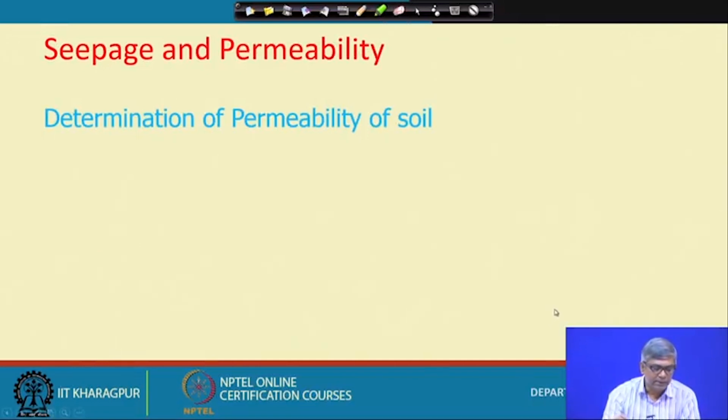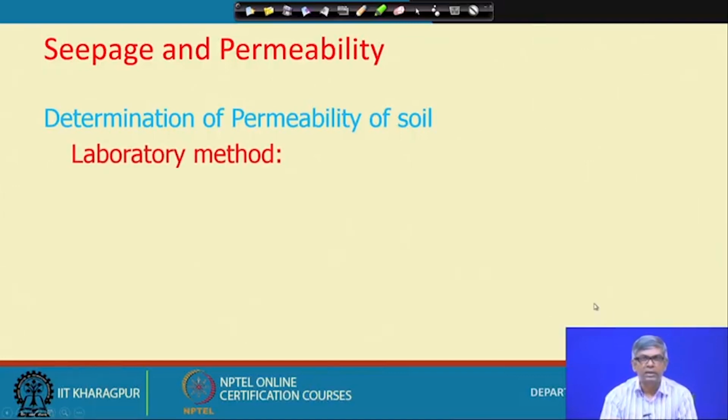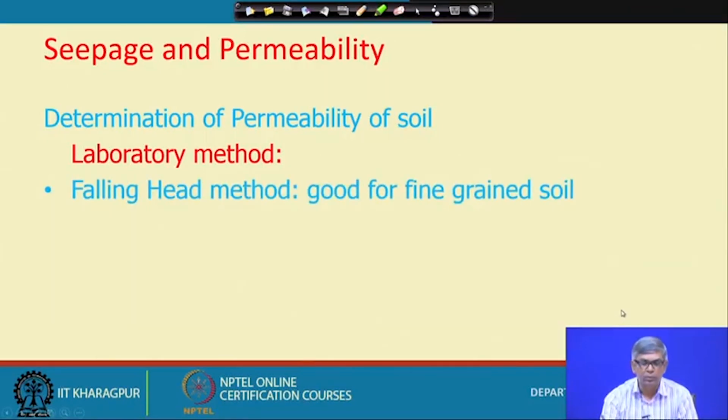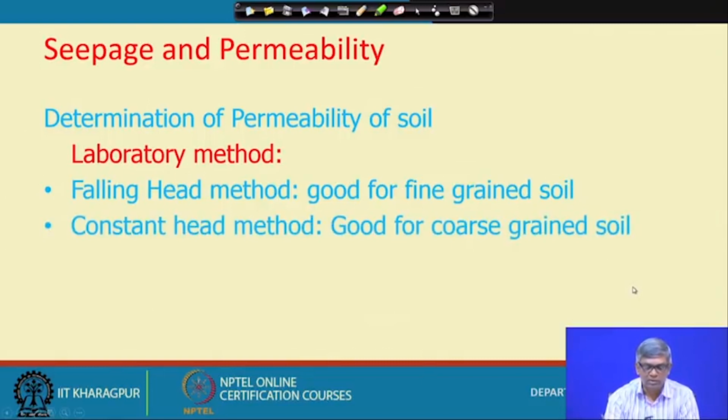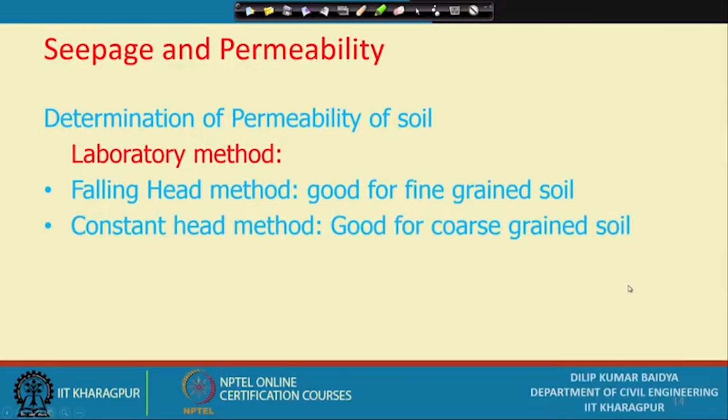Now, seepage and permeability. Qualitatively we have got some information. Now, we need to quantify them, so we have to find some way to determine those values, and there are different methods. There is a laboratory method, and there is a field method. In the laboratory we have two different methods. One is the falling head method, which is good for fine grained soil, and there is the constant head method, which is good for coarse grained soil.